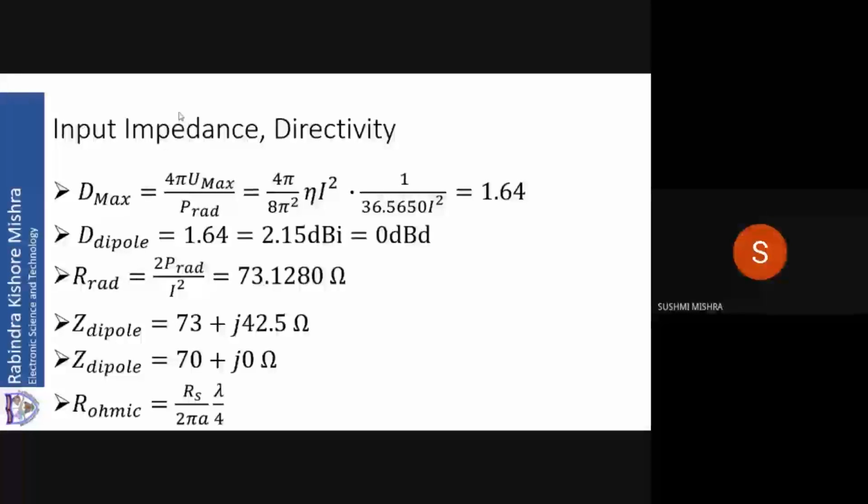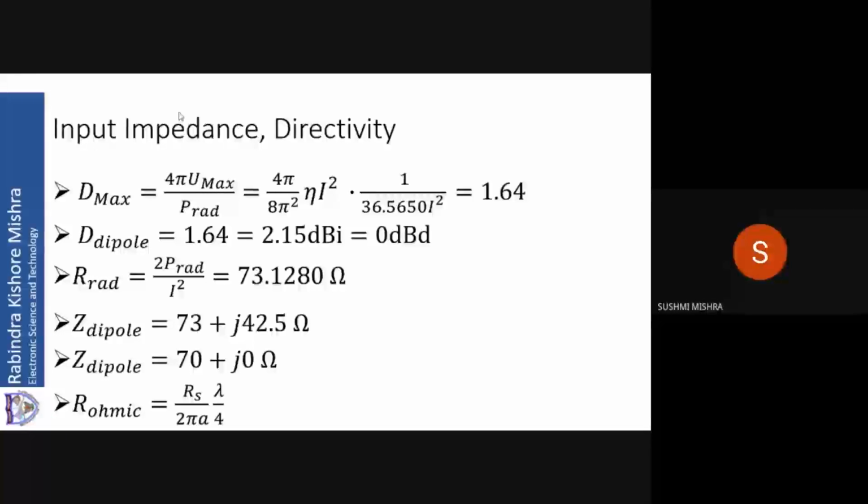Actually, Z dipole will be approximately equal to 73 plus j 42.5 ohms. Why this occurs, I will tell you in the next slide, but it means the half wave dipole input impedance is no more purely resistive. So this is one approximation. Then we are leaving out something.